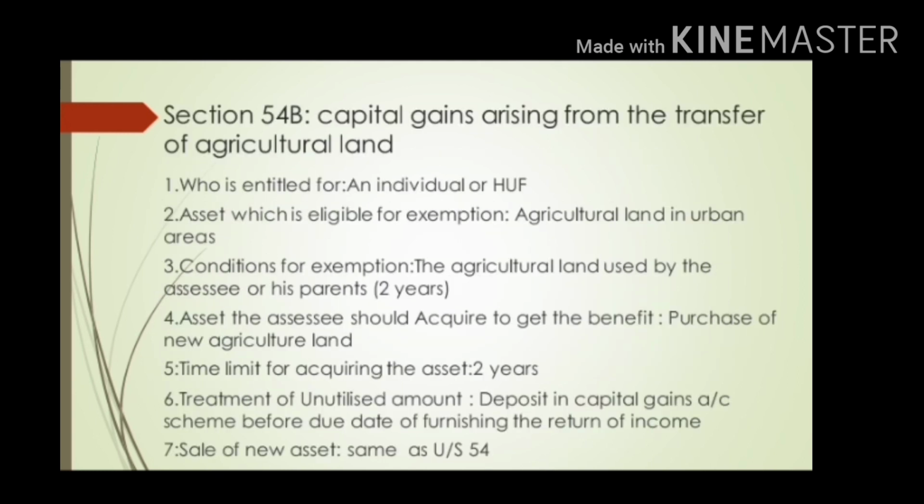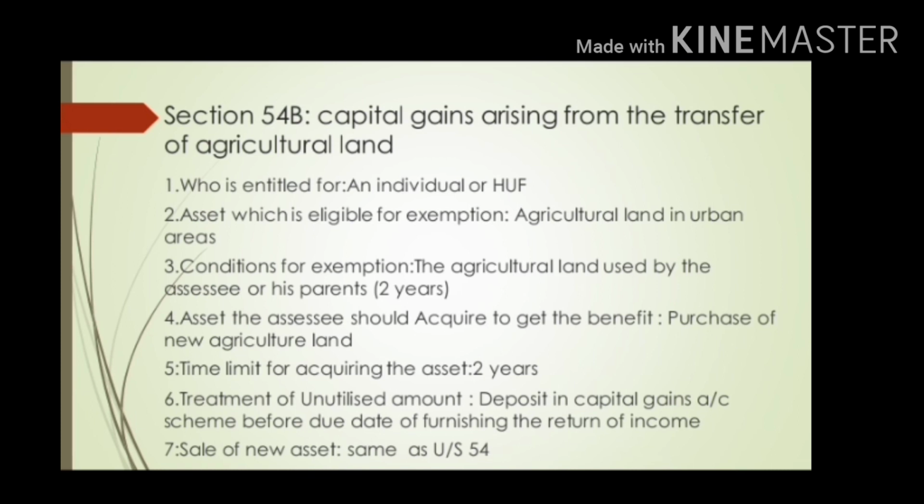The next section is section 54B, exemption from capital gains arising from the transfer of agricultural land, and it is applicable to an individual or an HUF. The asset which is eligible for exemption is agricultural land situated in an urban area. And the condition for exemption is that the agricultural land was used by the assessee or his parents for agricultural purposes in the 2 years immediately preceding the date of transfer.